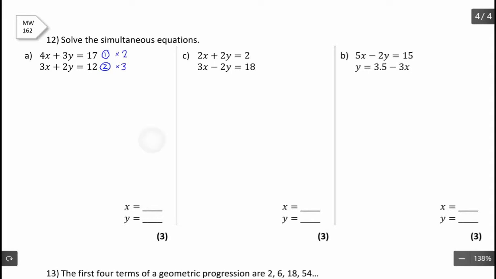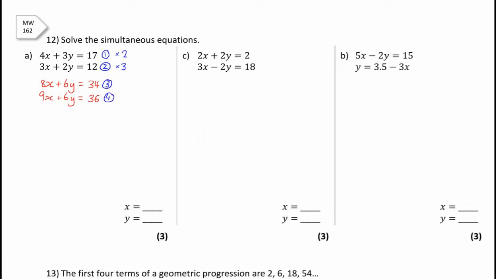And if I double everything in the first equation, that'll give me 8x plus 6y equals 34. And if I triple everything in the second equation, that'll give me 9x plus 6y equals 36. And I'm going to label those equations 3 and 4 respectively.